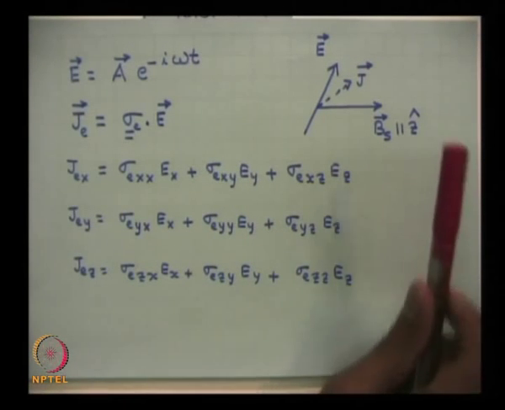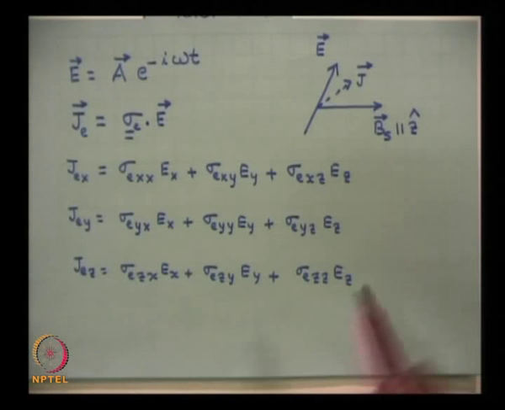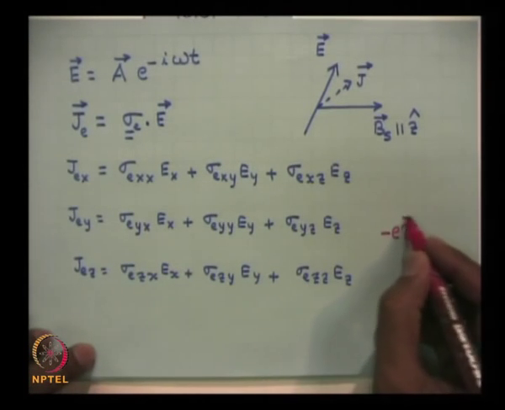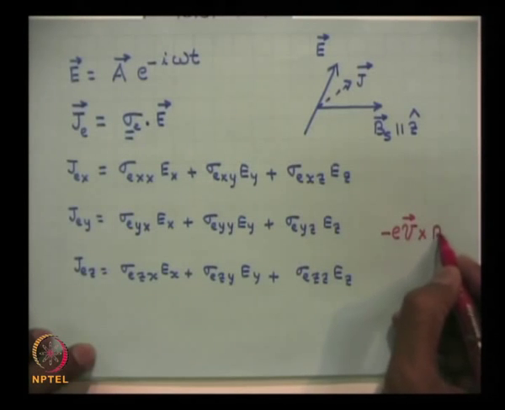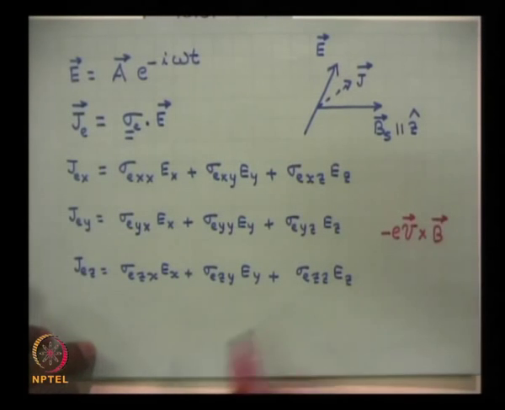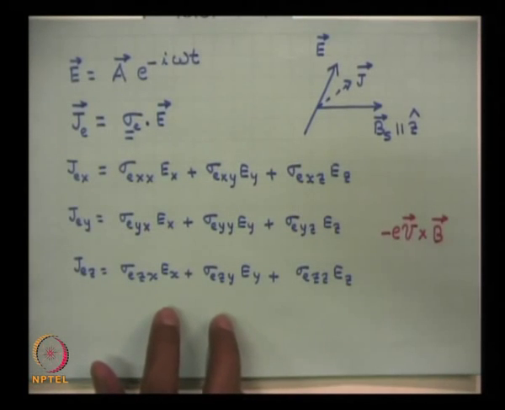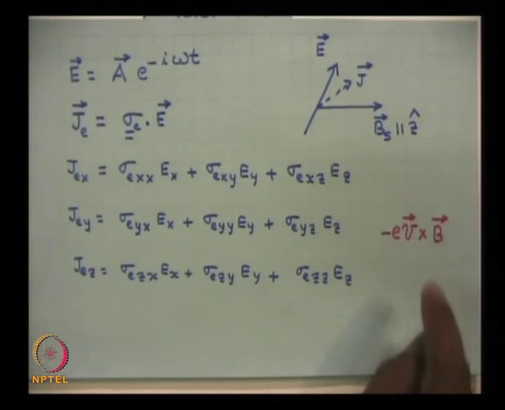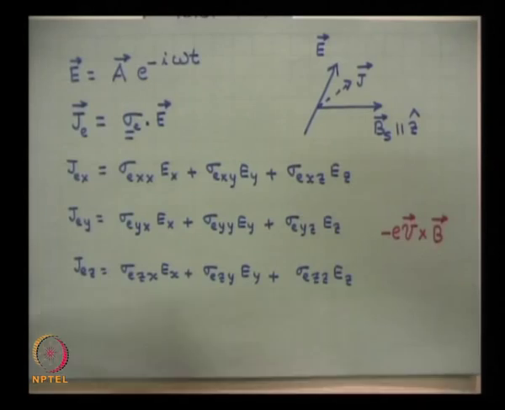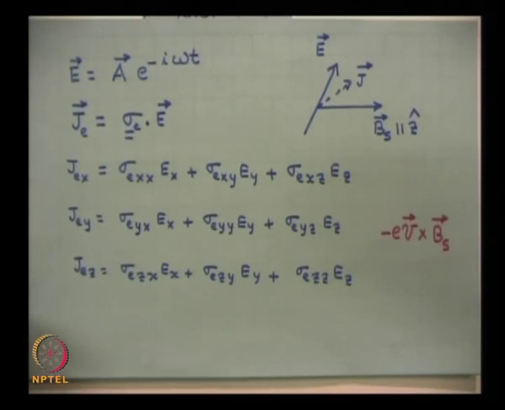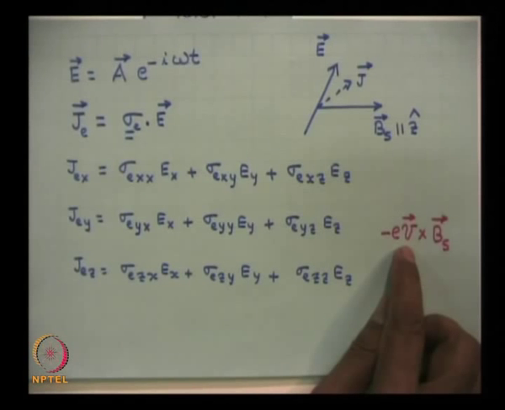Now, what does the magnetic field do? The magnetic field exerts a force on the electrons which is charge times velocity cross B. If you recognize the character of this force, you can quickly tell which components must vanish. This force is perpendicular to the static magnetic field B_s, and it is also perpendicular to the velocity.